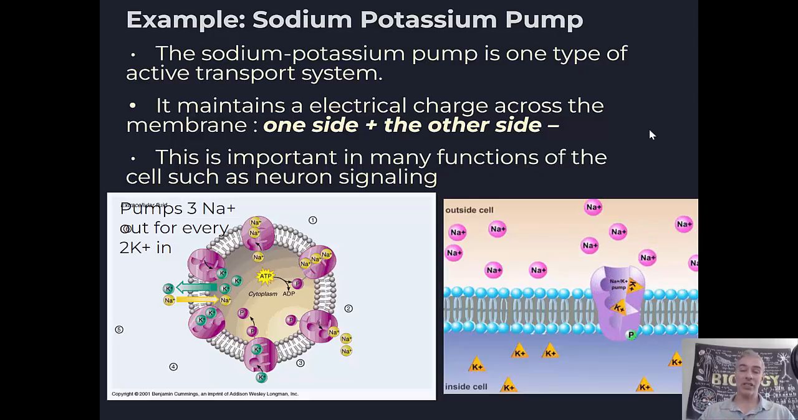But what it does is it takes 3 sodium ions and pumps them out of the cell, and 2 potassium ions and pumps them into the cell. So it essentially concentrates sodium on the outside against the concentration gradient and concentrates potassium on the inside, also against the concentration gradient. It uses ATP for that process. As you can see at the bottom, you can see the ATP coming in and hydrolyzing. It changes shape, does a conformational change, pumps the sodium out, and then the potassium comes in from the other direction.